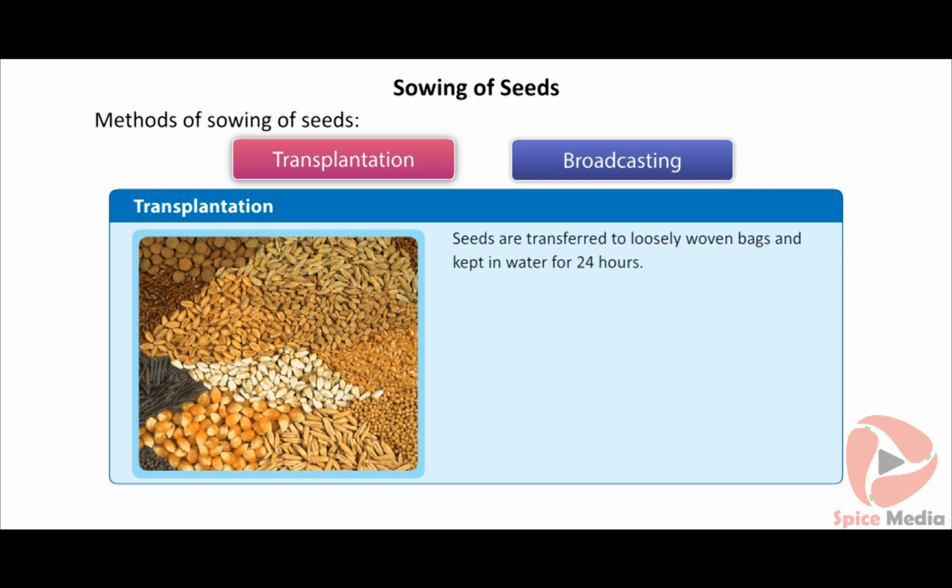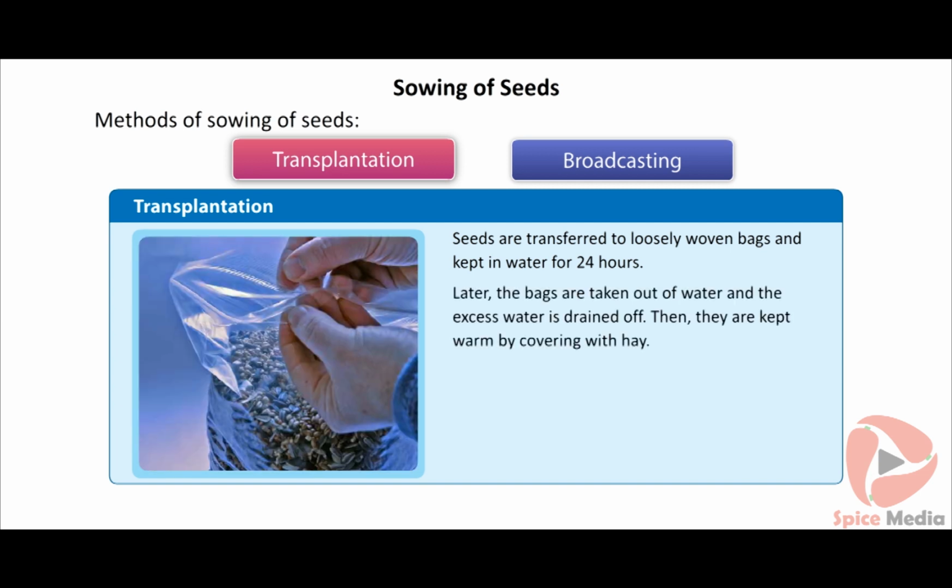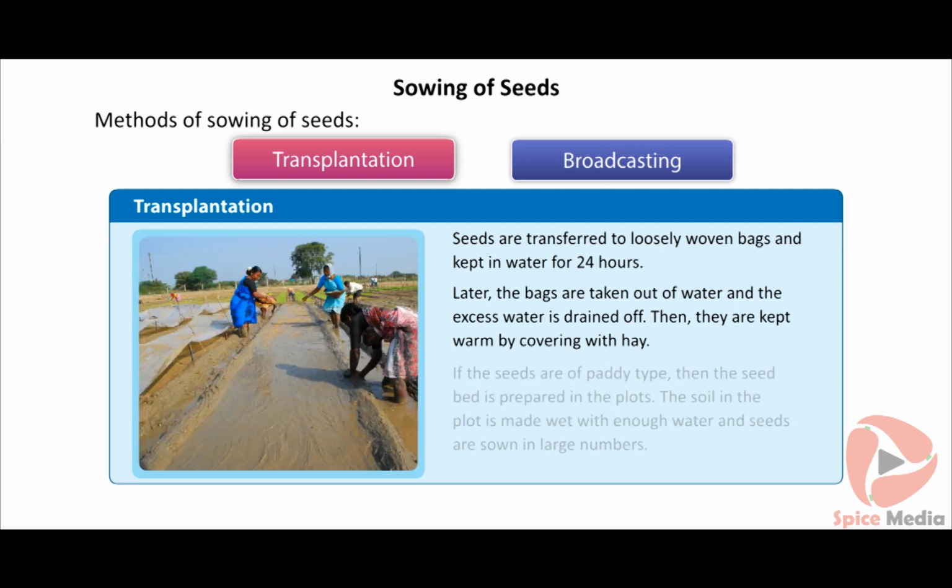Transplantation. In this method, seeds are transferred to loosely woven bags and kept in water for 24 hours. Later, the bags are taken out of water and the excess water is drained off. Then they are kept warm by covering with hay. If the seeds are of paddy type, then the seed bed is prepared in the plots. The soil in the plot is made wet with enough water and seeds are sown in large numbers.